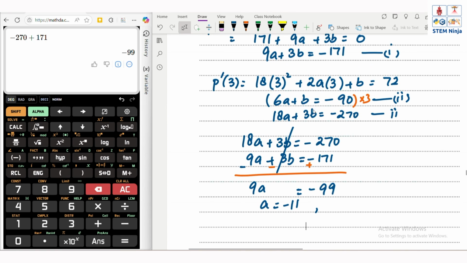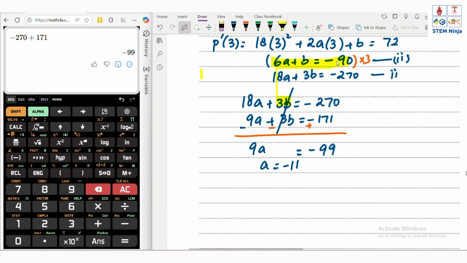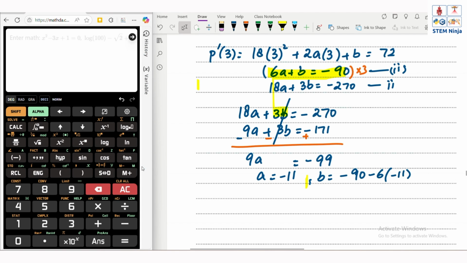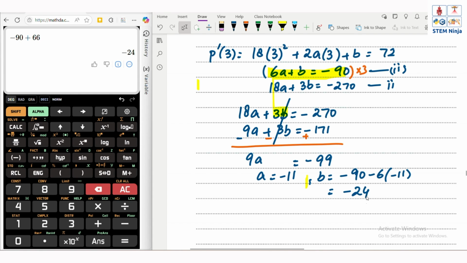And b, we had from this one. So b will be minus 90 minus 6 times a, so 6 times minus 11. So minus 90 plus 66, so minus 24. So a is minus 11, b is minus 24.